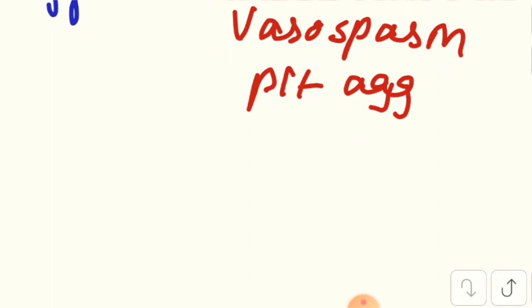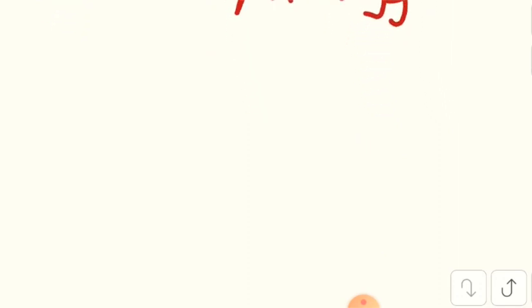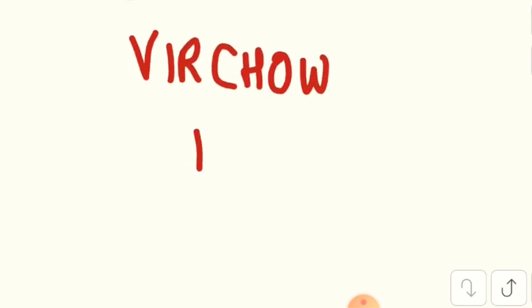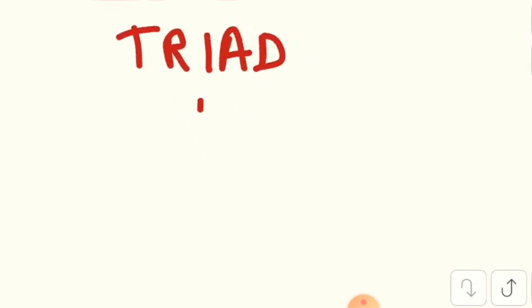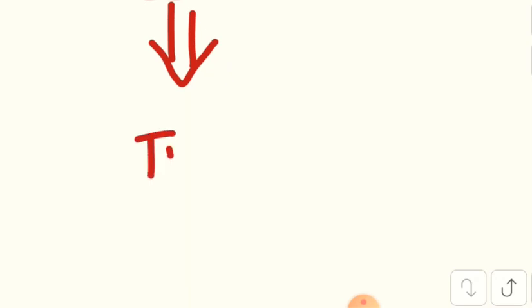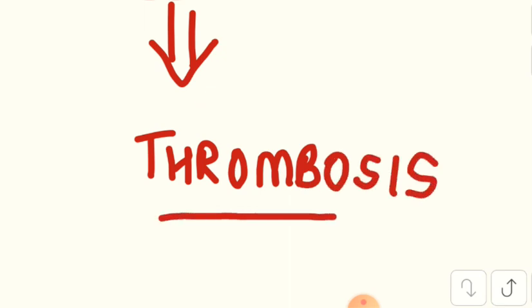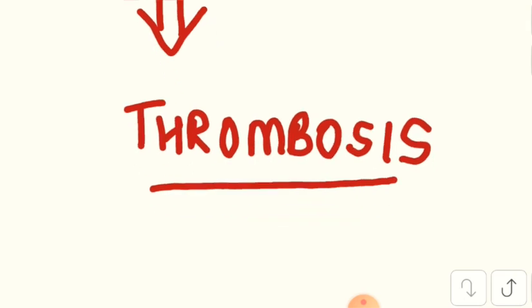See, there is vasospasm, there is platelet aggregation, there is basement membrane destruction. All of this always points towards one common point, that is, they all form a component of the Virchow's triad. And hence Virchow's triad, as we all know, is the basis for the formation of a thrombus. So this is how APLA syndrome causes thrombosis.